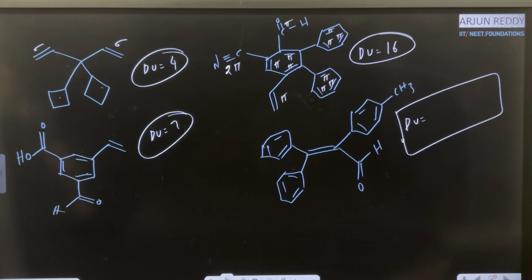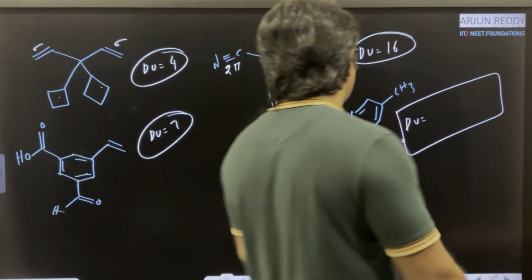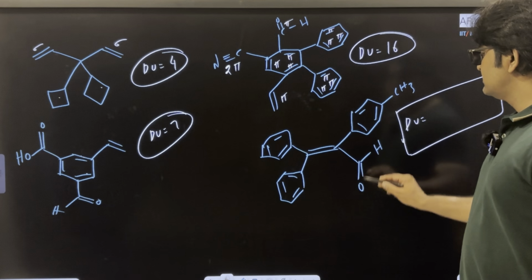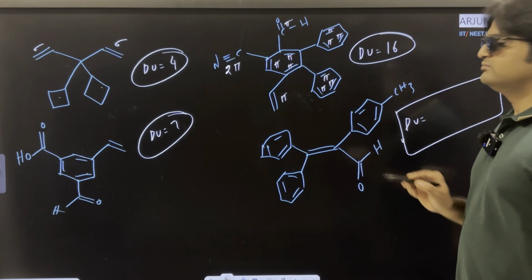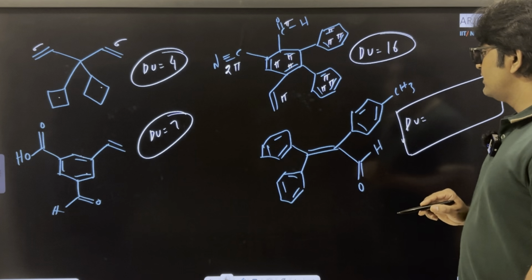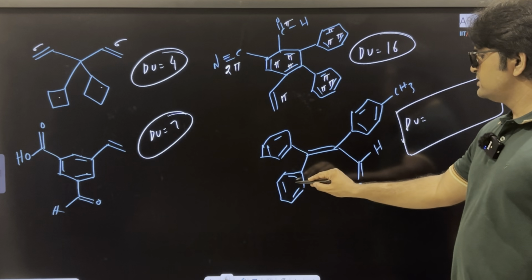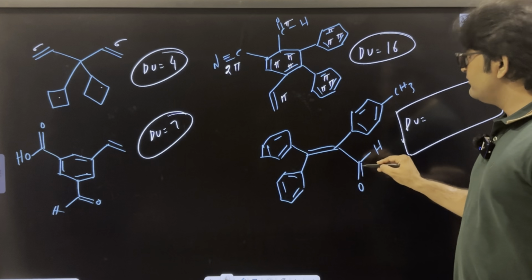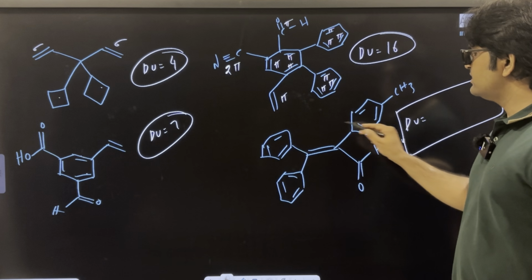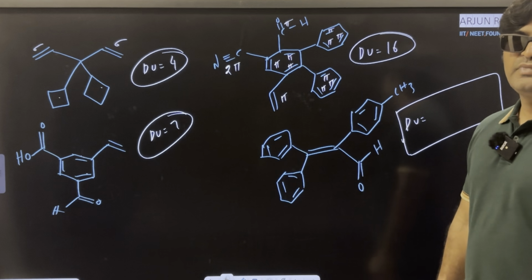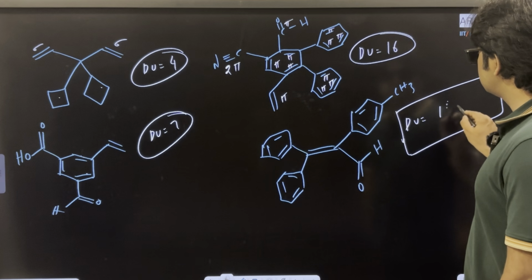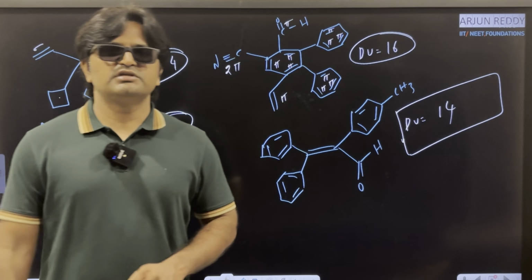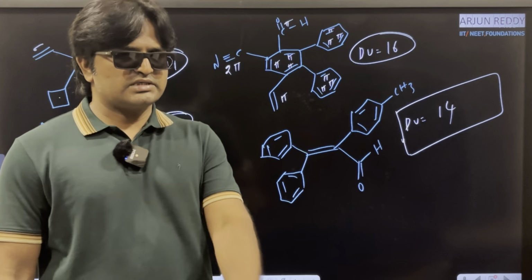What is the degree of unsaturation of this molecule? First, find the number of pi bonds. 3 plus 3, 6, 7, 8, 9, 10. 10 pi bonds are there. Once again, 3 plus 3, 6, 6 plus 3, 9, 10, 11 pi bonds. Okay, 11 pi bonds, and how many rings? 3 rings. 11 plus 3. What is the degree of unsaturation? 14. That is a way of calculating degree of unsaturation whenever a clear structure is given.